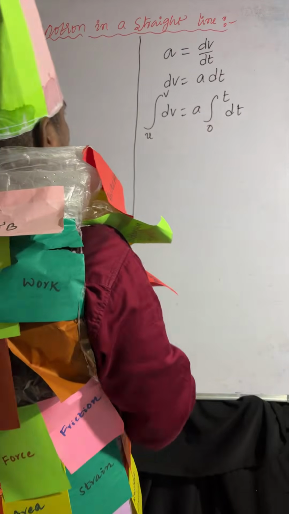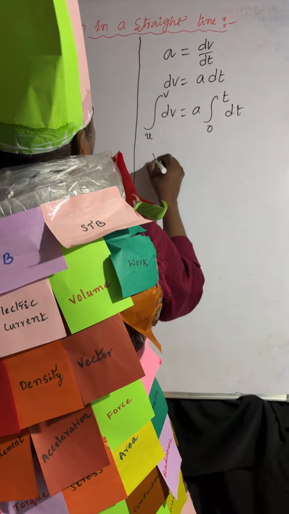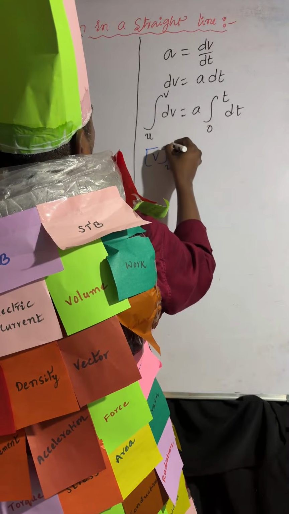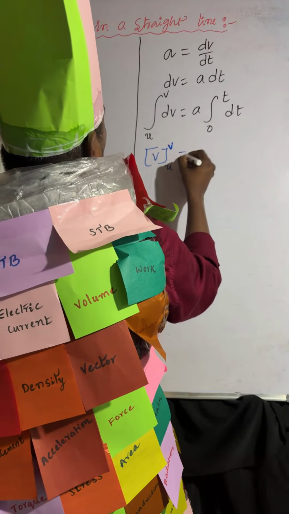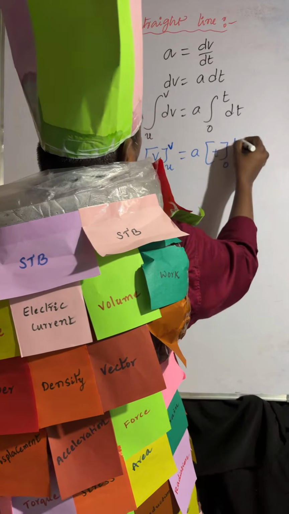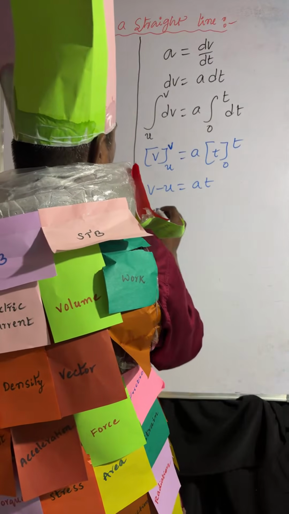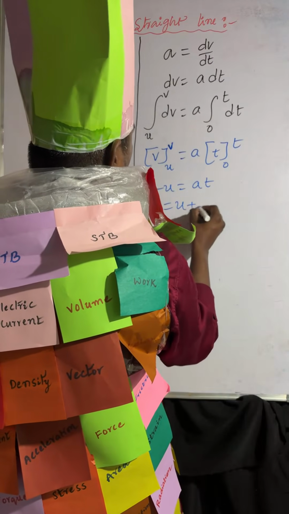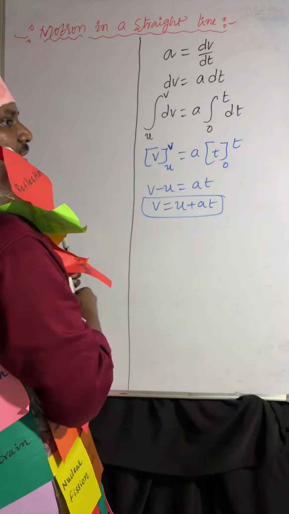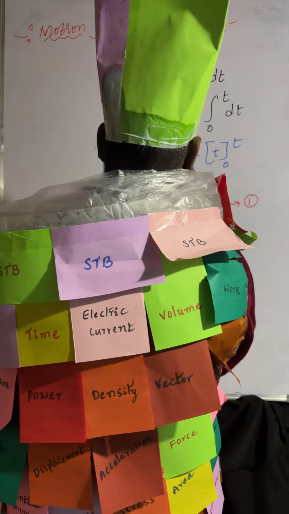Then we can write v from u to v, and A into t from 0 to t. Then v minus u equals A into t. Then v equals u plus at. That is equation 1. So this is equation 1. Understood or not?